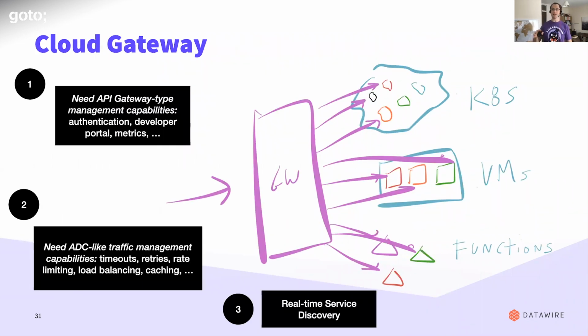If we had to summarize now, our cloud API gateway, you have to do a bunch of things there. You need the API gateway type management capabilities: authentication, dev portal, sharing your OpenAPI specs, all this kind of stuff, maybe generating mocks and stubs. And you want some way of getting observability into stuff as well. You do need this ADC-like traffic management capability.